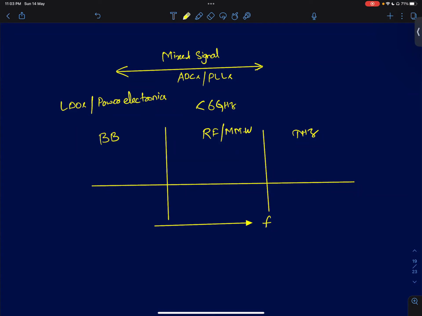So analog design, very broadly, you can classify it into three areas. One is the baseband or lower frequencies. The other one is RF and microwave, and the third one is terahertz. Usually, the field itself, semiconductors, is like 60 years old, right? 1960, MOSFET was invented. We had circuit design even before that.